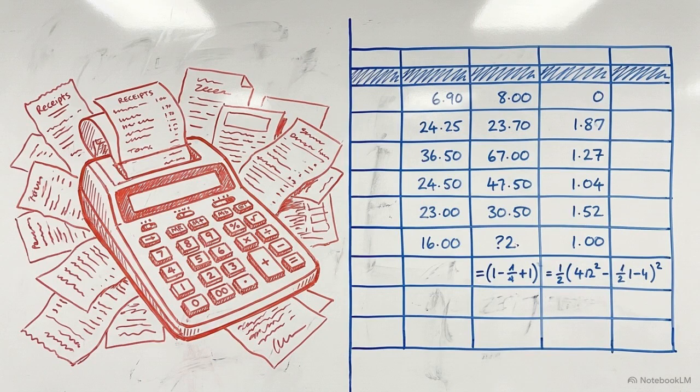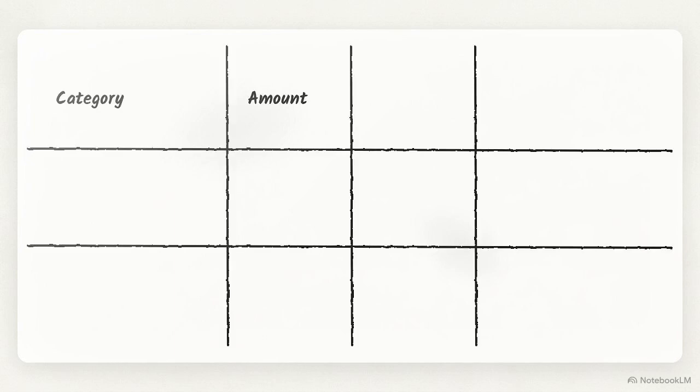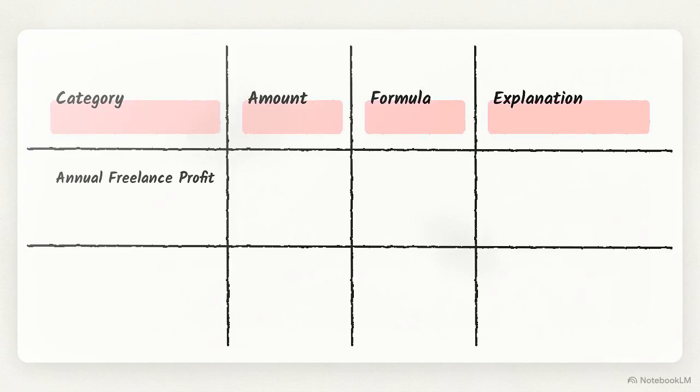This tool removes the anxiety of tax season. You are replacing financial guesswork with a predictable, dynamic mathematical engine. Let's start building. Open a blank spreadsheet and set up 4-column headers across the top: category, amount, formula, and explanation. To make the math concrete, we need a baseline. In row 2, type annual freelance profit under your category column and enter £40,000 in the amount column.